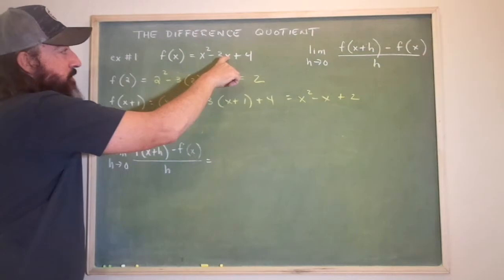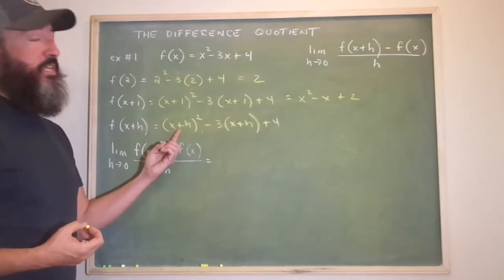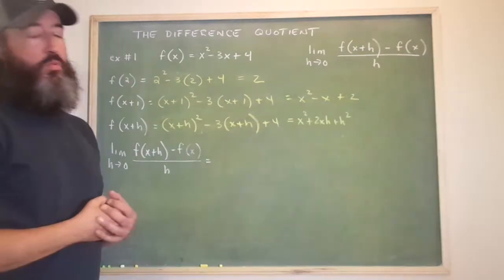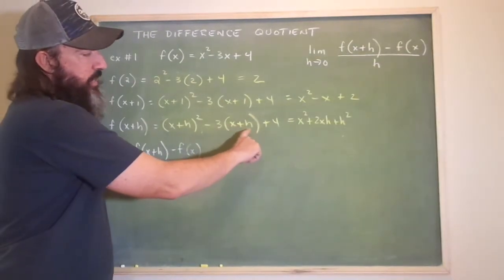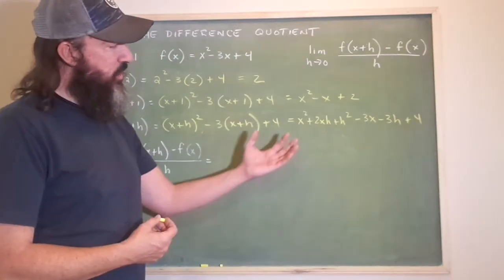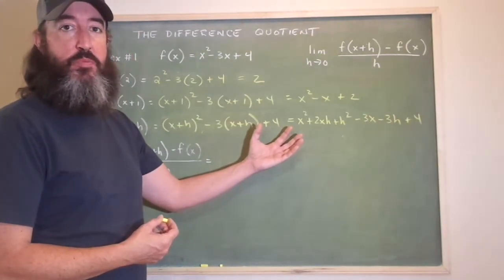If we were asked to evaluate f of x plus h, we would plug x plus h in for x. If I squared x plus h, I would get x squared plus 2xh plus h squared. When I distribute this negative, I get negative 3x and negative 3h. And then, of course, there's that positive 4. All right, unfortunately, we can't go any further because I don't really see any like terms over there.